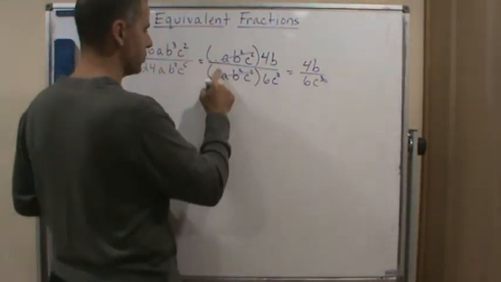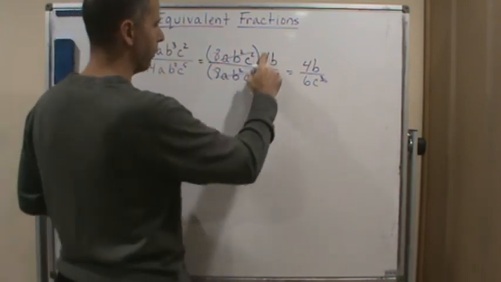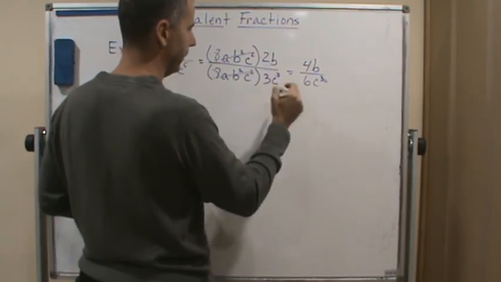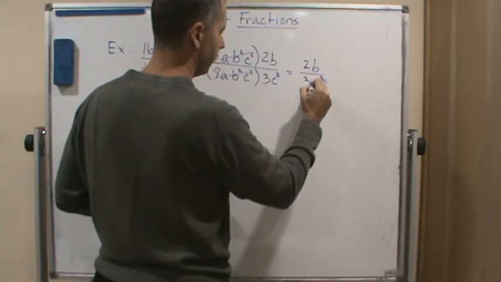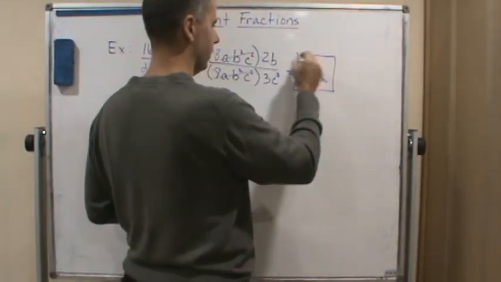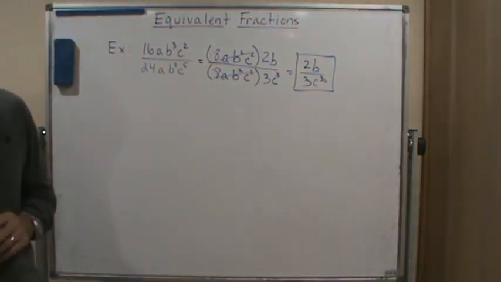So what I should have done was used 8. And so that would have left this with 2, and this would have been 3, and we'd be done. And so this is in lowest terms. And that's all you have to do.